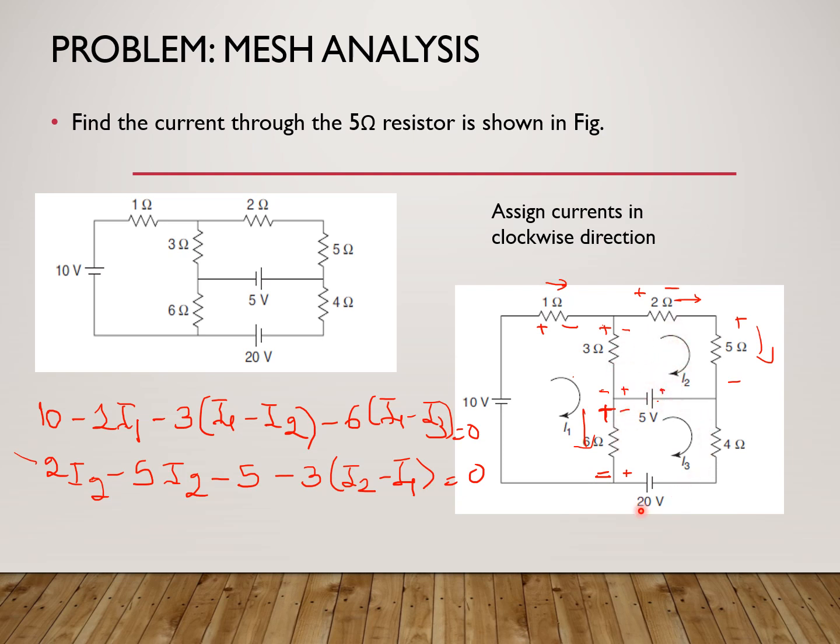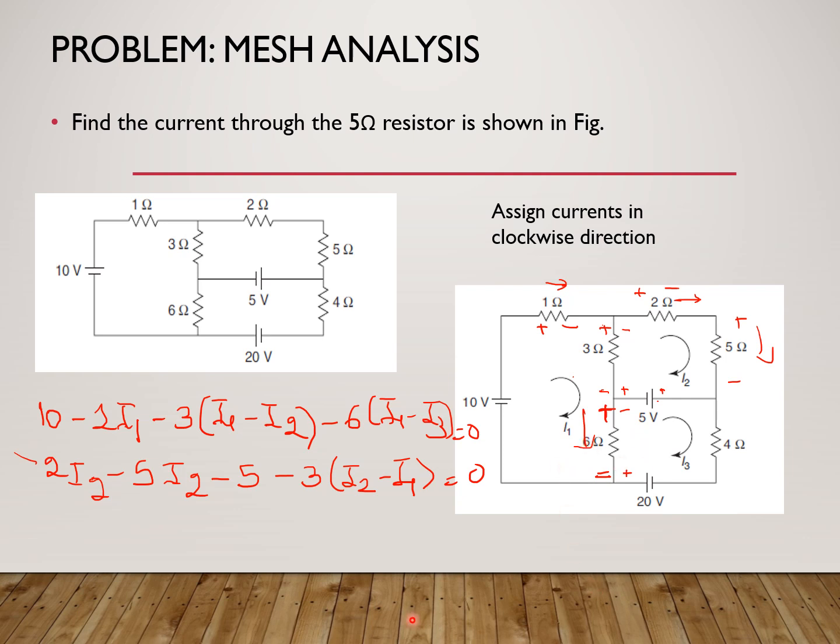Now the last one is mesh 3. So mesh 3, again following the clockwise direction for I3. For 4 ohm, the 4 ohm has only I3. Then there is 20 volt, and then the 6 ohm is common to I1 and I3, common to the meshes 1 and 3.